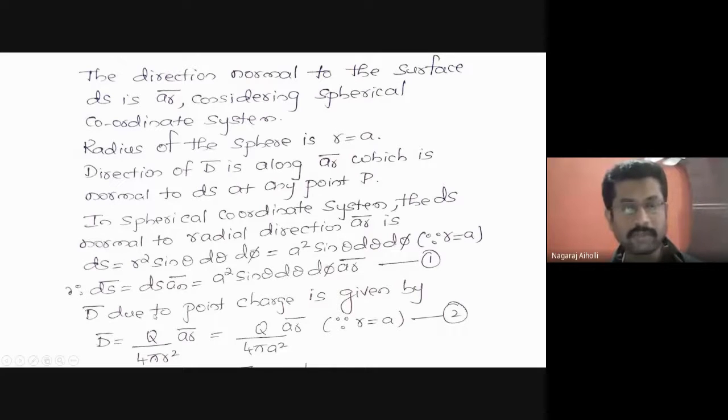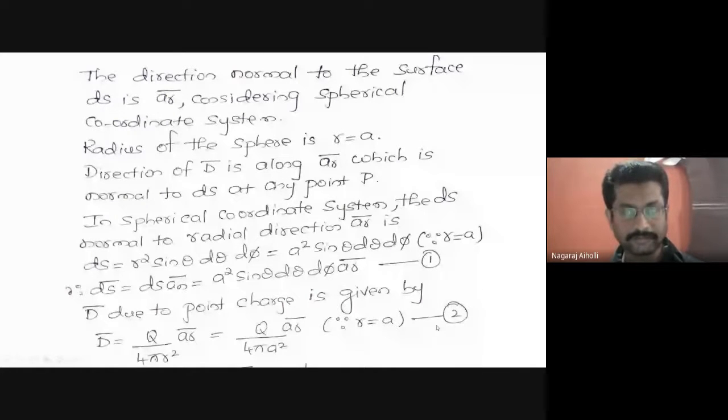Now d bar due to a point charge is given by this equation. The electric flux density due to a point charge is d bar is equal to q by 4 pi r square ar bar. Now we have taken r equal to a. Substitute that: q by 4 pi a square ar bar, because r is equal to a. Take it as equation number 2.